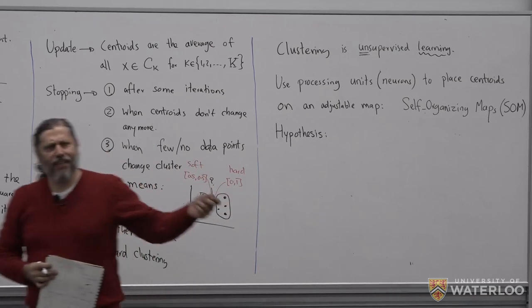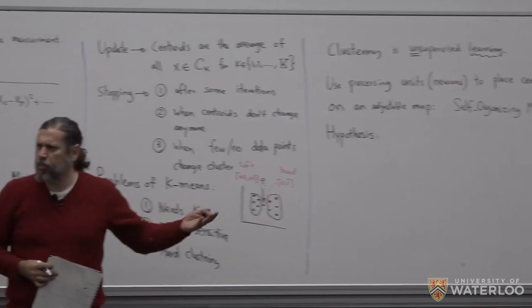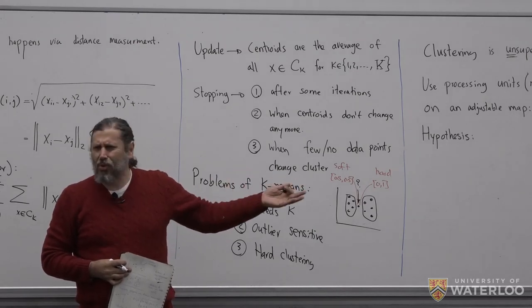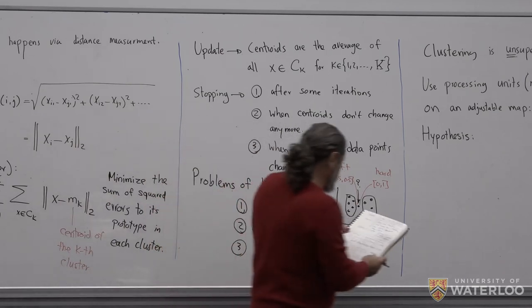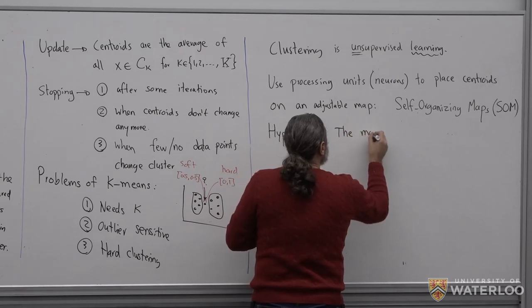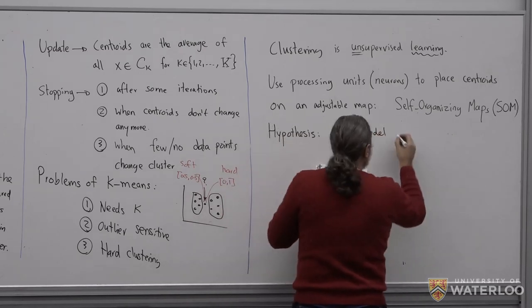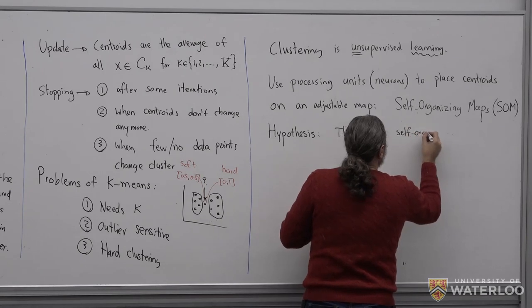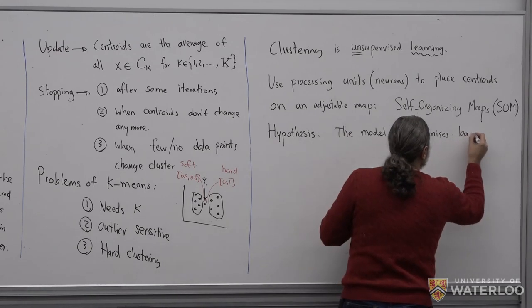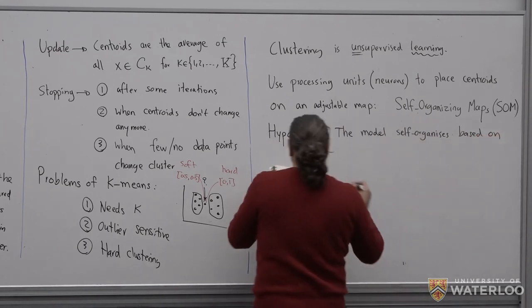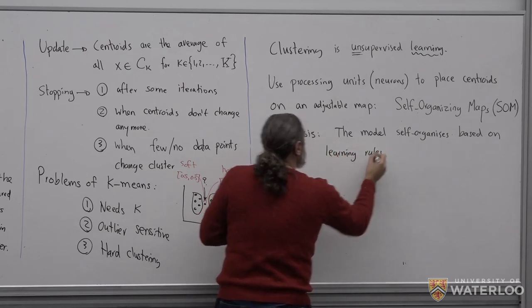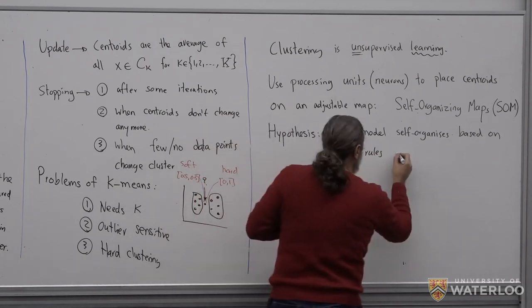One of the most neglected AI techniques right at the moment. I don't know why people don't understand it, but it's so simple, like K-means. So the hypothesis is that the model or your solution self-organizes based on learning rules and interactions.